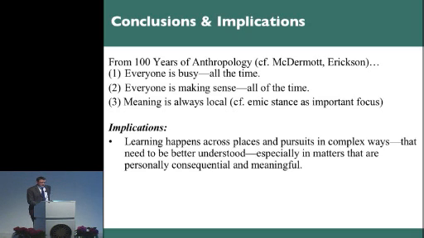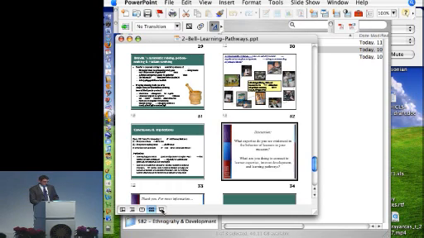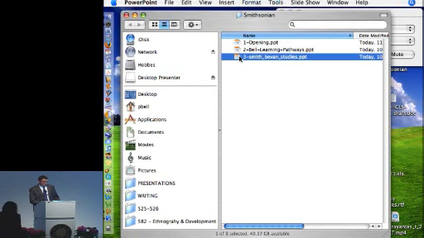So to pop up, learning happens across places and pursuits in complex ways that need to be better understood, especially in matters that are personally consequential and meaningful. In Washington State, the science standards and the state tests were designed not to include personally consequential science knowledge, and that sets up all sorts of driving forces on the particulars of science that get taught and learned. The second point, which Bronwyn also brought into focus earlier: learning is broader than schooling. It's also broader than informal education. We need to work to better understand and align the intentional structures and activities of education with the everyday interests of learners and the diverse textures of places and pursuits that are bound up in the lives of those we're caring about. So with that, I'm going to turn it over to Bronwyn to hear about CILS research.